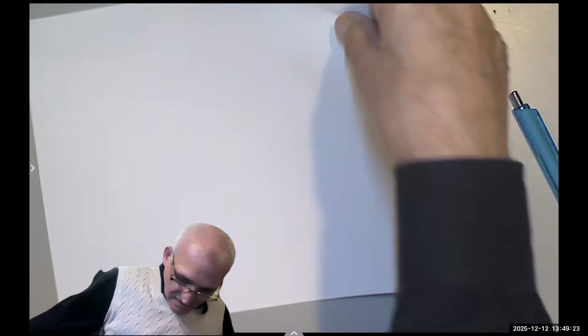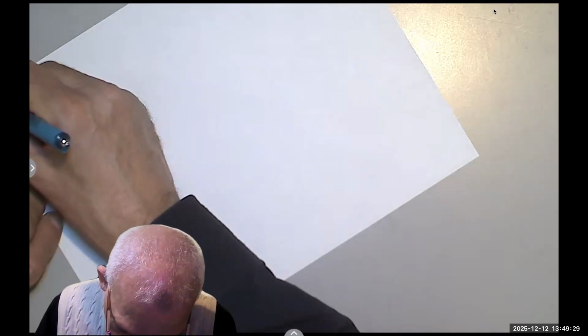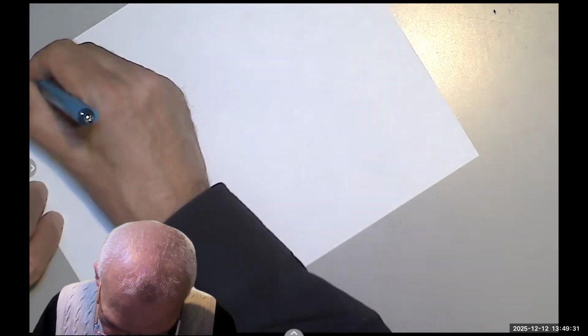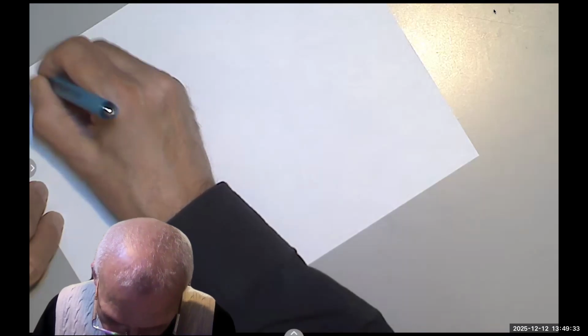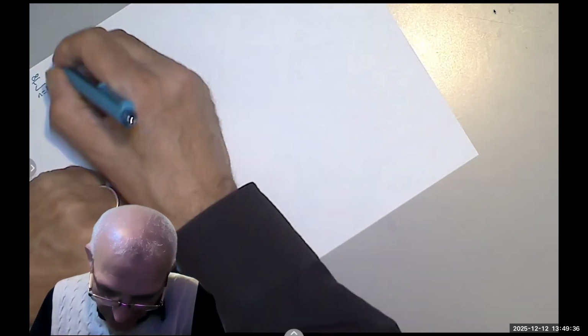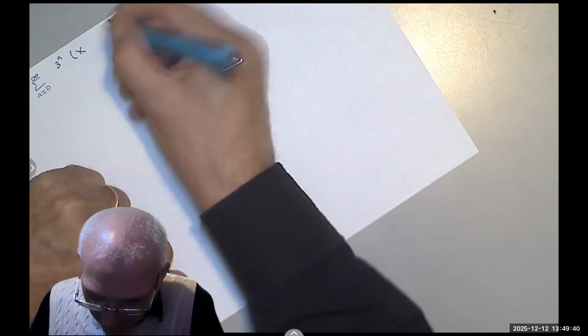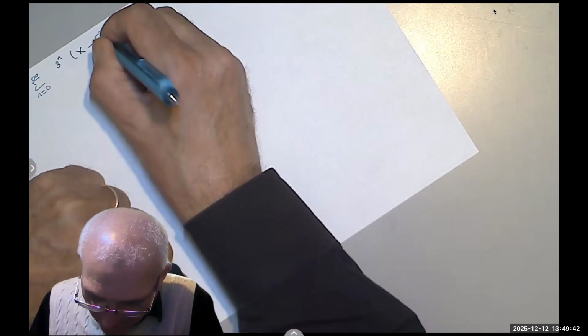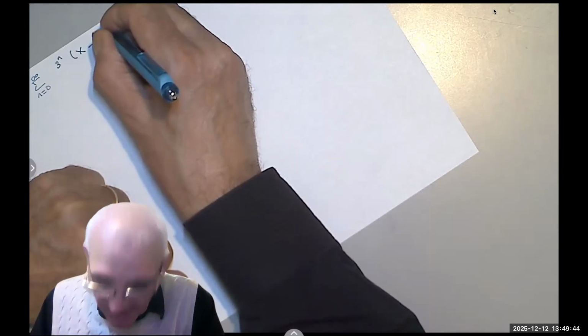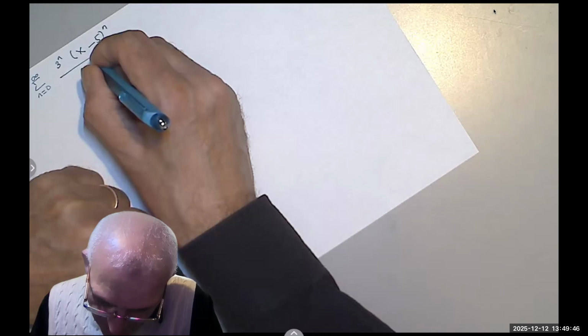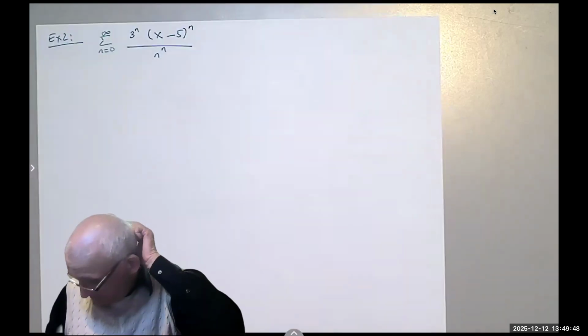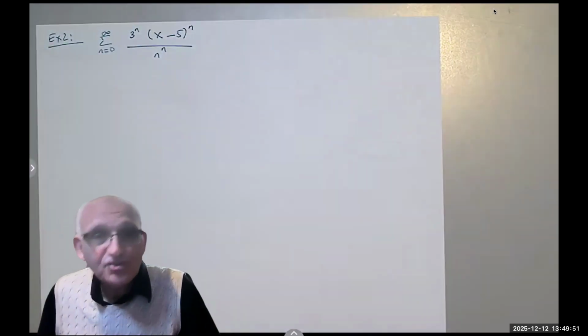Maybe we get another piece of paper and we take another example here. Let's say example 2. The summation, n going from 0 to infinity, of 3 to the n times (x minus 5) to the n over n to the n. And we want to check that.